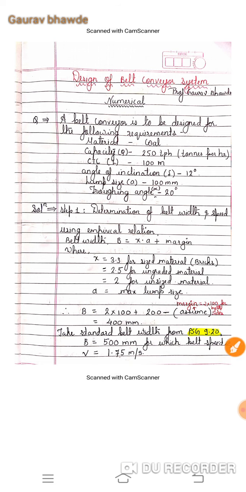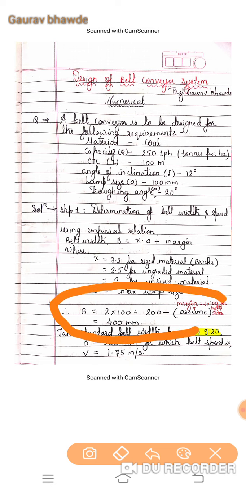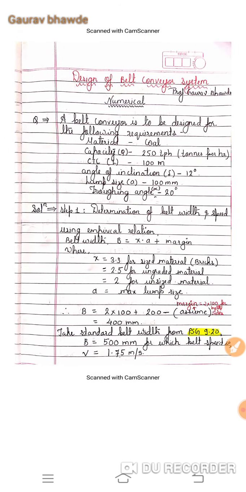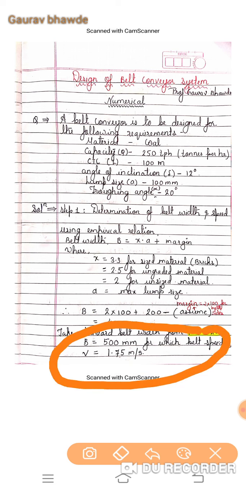Putting the value of x and margin, x is 2 and the margin is 200, which we have assumed, we get the width as 400 mm. Now after getting the width as 400 mm, we will be checking it with the standard belt width from design data book, which is PSG, page number 9.2. So we get standard belt width: the standard belt width is 500 mm and velocity is 1.75 meter per second.